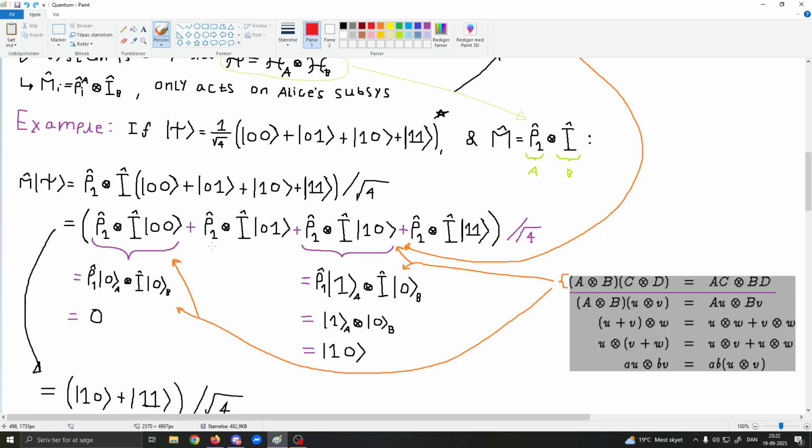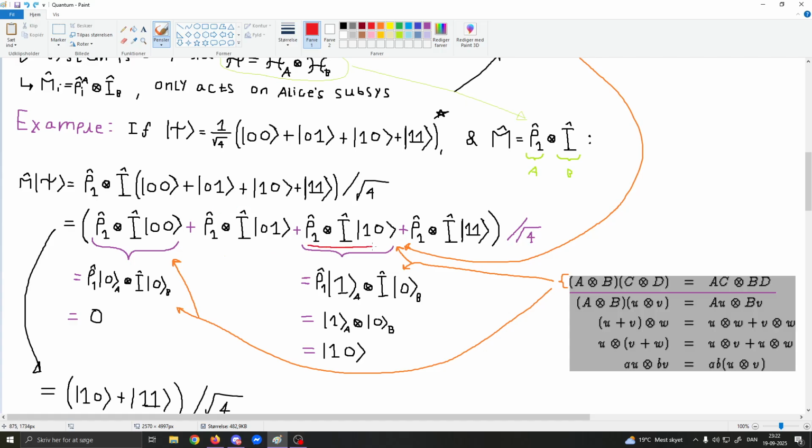The same can be said for this situation right here, because here the projector onto the first ket is also 0, so this entire expression would also be 0.